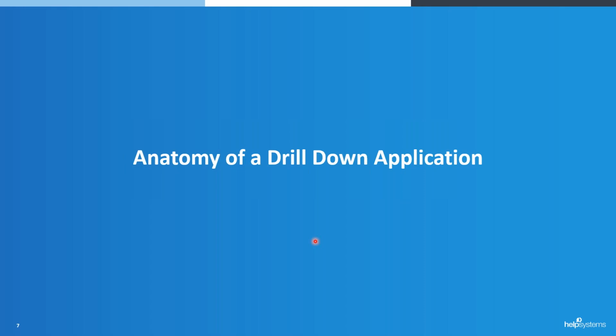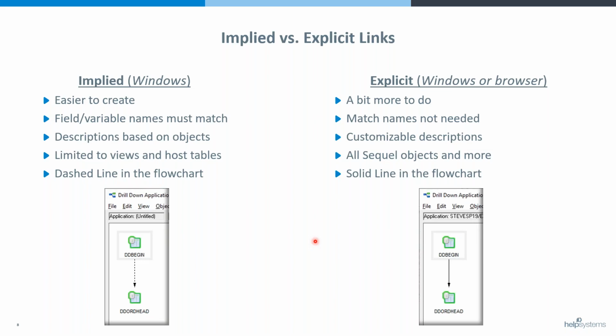So let's talk about the components or the anatomy of the drill down application. First off, I want to explain that when you build drill down applications, you're going to see evidence of two different types of ways of linking. We call them implied links or explicit links.